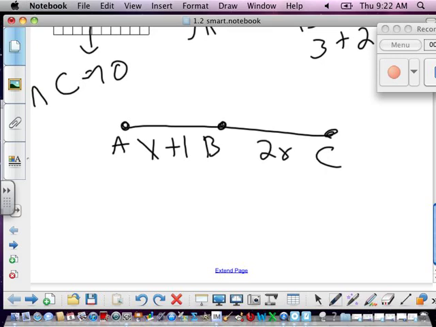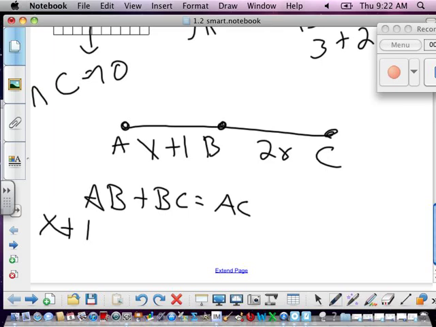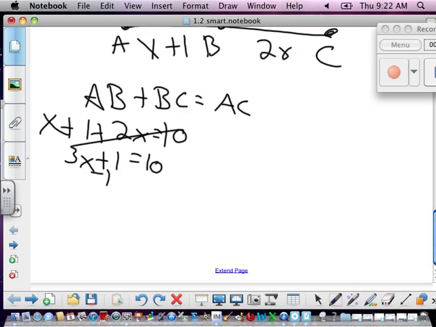Okay, so again, I'm just going to do it where it's AB plus BC equals AC. So what is AB? AB is x plus 1. Okay, and then we've got BC is 2x. And then what's AC? And then I'm just going to combine my like terms. X plus 2x is 3x. Plus 1 equals 10. Subtract 1 from both sides. 3x equals 9. Divided by 3.